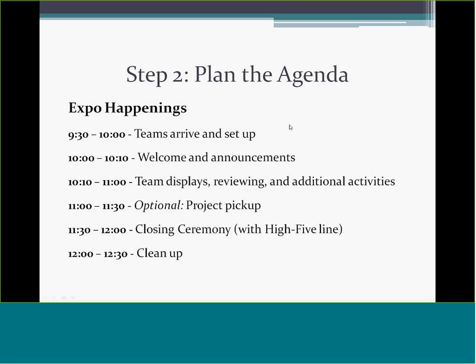So you want to start working on the agenda. You don't necessarily have to follow this time frame, but the order of the activities for the expo has proven to be useful for a lot of previous sites. So first, you obviously want to have the teams get ready and set up. After that, you want to open it up to the welcome and the announcements.